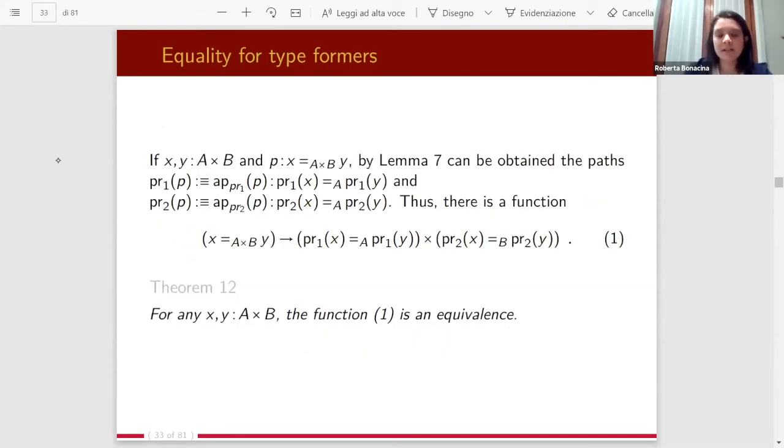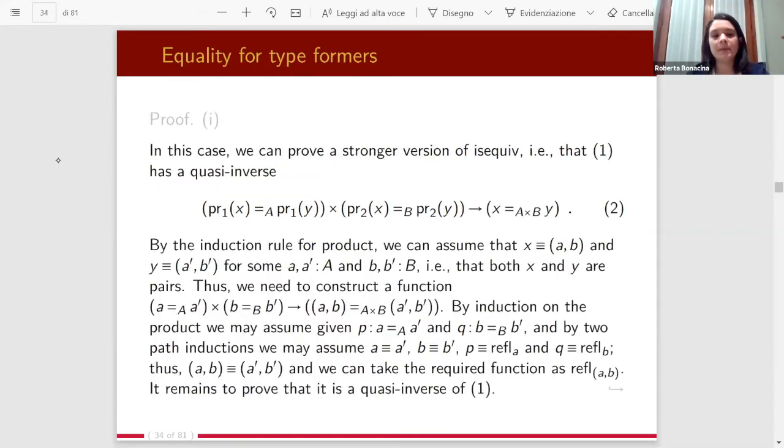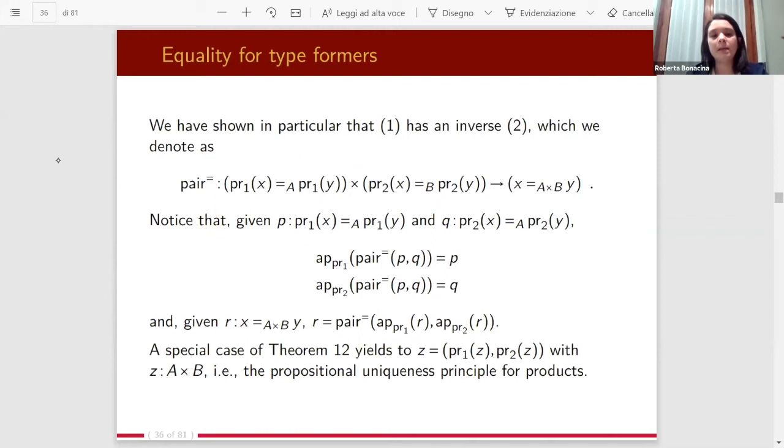This means that equality of a product type can be expressed using the two equalities of the projection. So we have showed in particular that our first equation is an inverse, and we denote this inverse as pair equal, from the product type of the equalities to the equality on the product type.